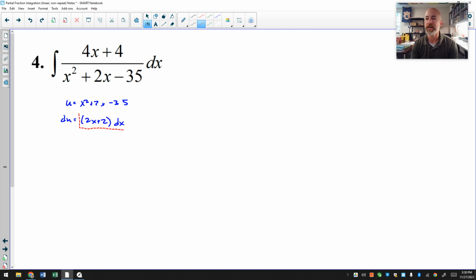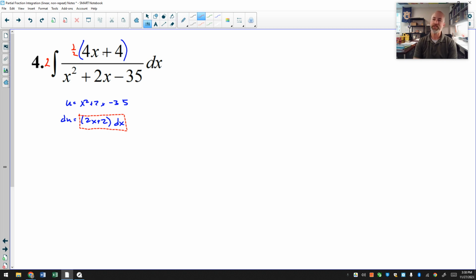I'd like to find that du in the problem. What I currently have is 4x plus 4 times dx. I need a 2x plus 2. I can turn 4x plus 4 into 2x plus 2 if I multiply it by 1/2. Well, if I multiply the inside by 1/2, I need to offset that by also multiplying by 2, because 2 times 1/2 would be 1, and I'm going to put that 2 out here.